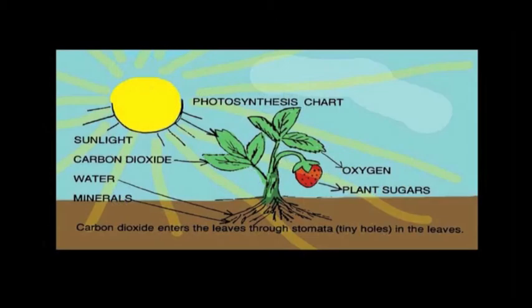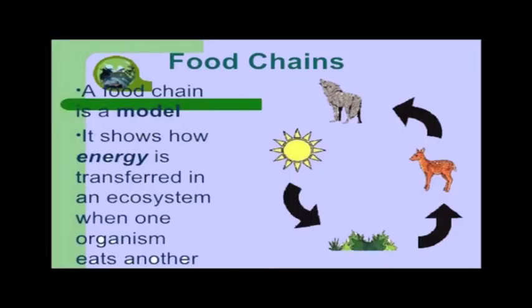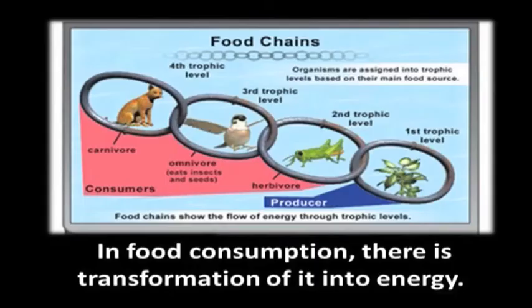The energy produced by the sun is locked by the primary producers, that is, plants, by the process of photosynthesis. Through the food chain, this energy is transferred through different levels of fauna, which are an important part of the ecosystem. The primary consumers, that is, the herbivorous, consume plants and the secondary consumers, that is, carnivorous, consume the herbivorous. In food consumption, there is transformation of it into energy.